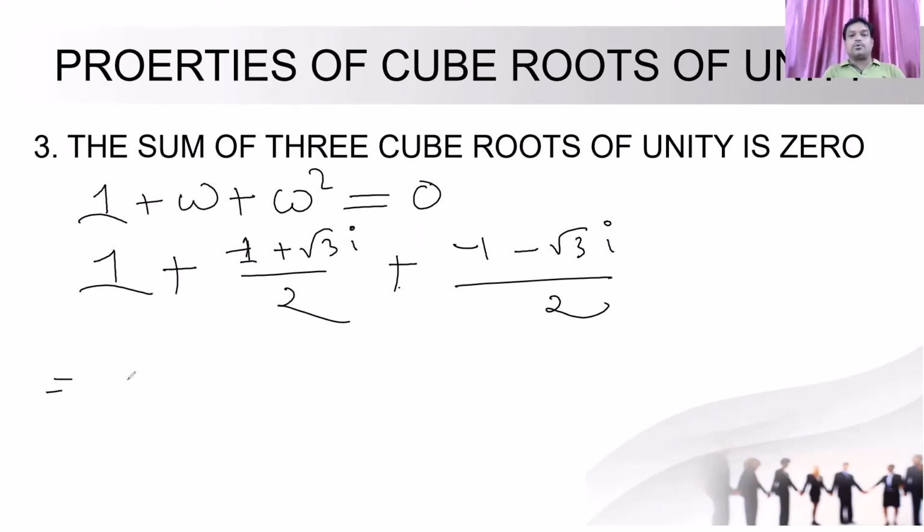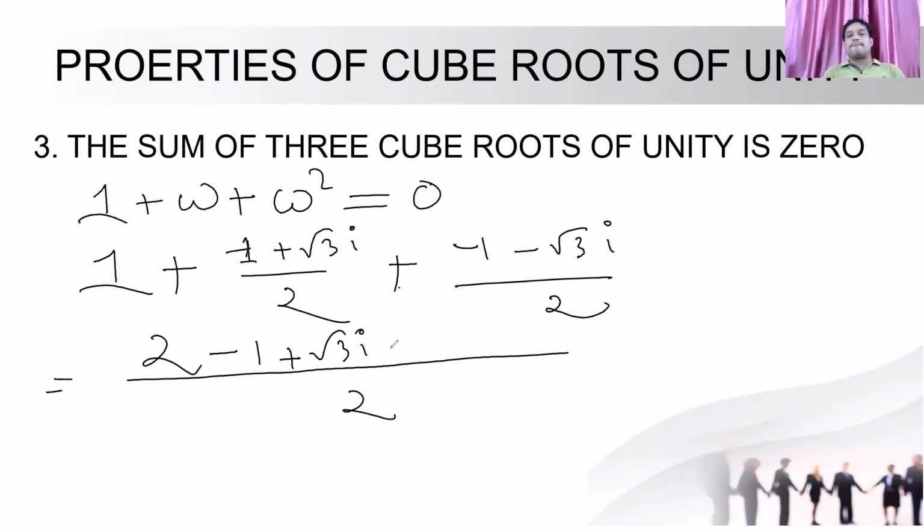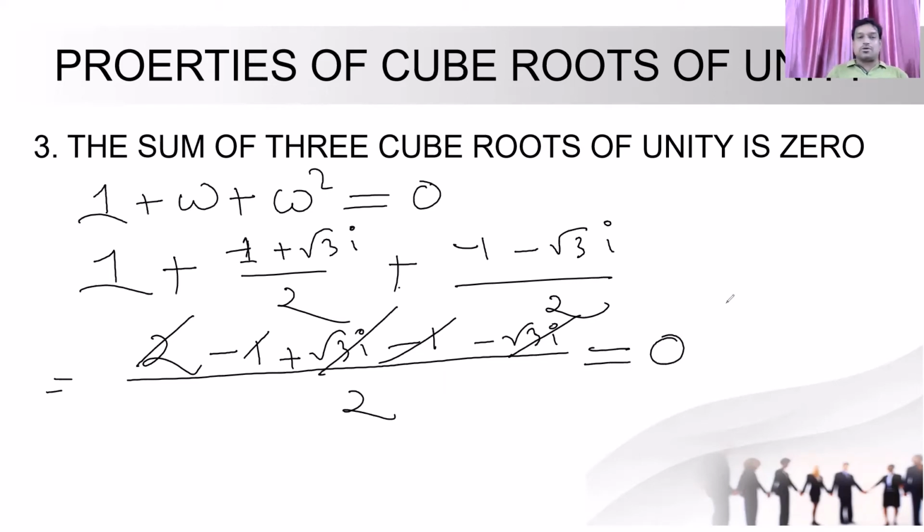Okay, equal to, take LCM 2. So 2 into 1, 2 plus minus 1 plus root 3i plus minus 1 minus root 3i. Now see, root 3i, root 3i cancel. 1, 1 minus 2 and plus 2 cancel out. So the answer is 0. So 1 plus omega square equal to 0.